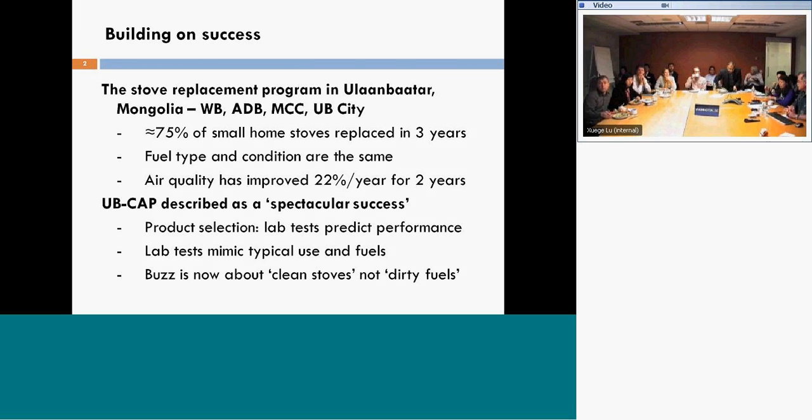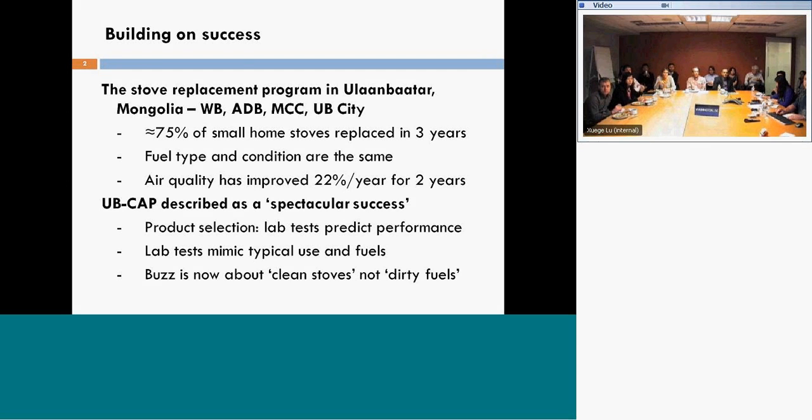We're building on a success, which is in Mongolia. It's a project of the World Bank, Asian Development Bank, Millennium Challenge Corporation, and Ulaanbaatar City. We have replaced 75% of the small domestic stoves in the city. The budget so far is about $35 million, and we have got a 22% improvement in the city's air quality two years in a row, for a 45% improvement in only two years. That project continues, and we will move on to the next stove.